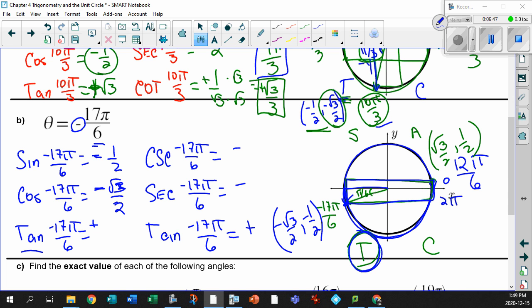Tangent, we'll figure that out in a minute, right? Cosecant, flip it. That's going to be negative 2. Secant, flip the cosine. That's 2 over negative root 3, which of course multiplied by root 3, both sides, is going to give you negative 2 root 3 over 3. There's our secant. And now let's figure out our tangent.